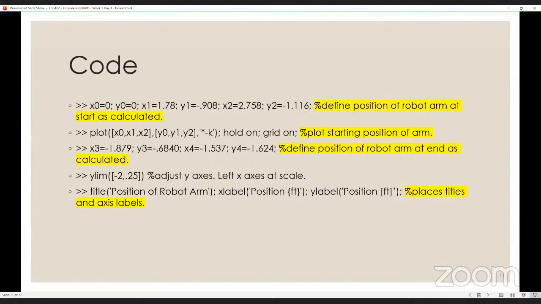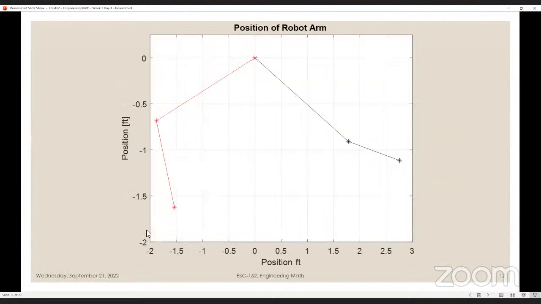I'm going to set my Y limit to adjust the Y axis. I'm going to put a title on there because I want people to know that this shows the position of the robot arms. I want an X label and a Y label so that I can include my units, so I know what I'm looking at. And if we do all that, you get something that looks something like this.